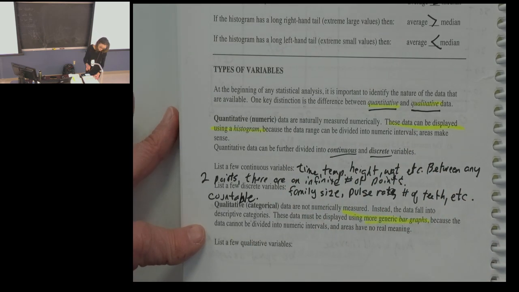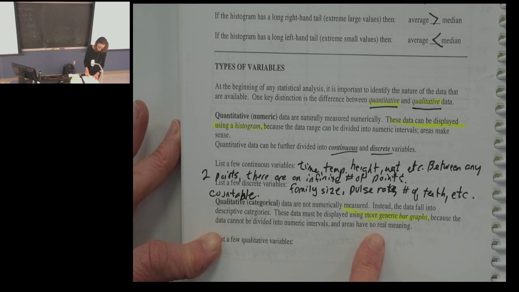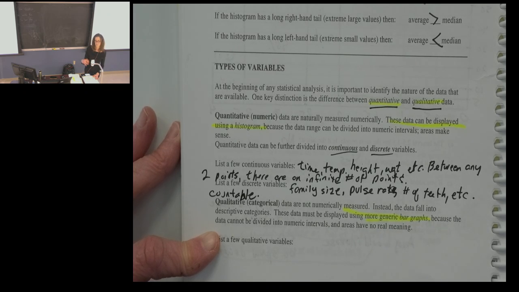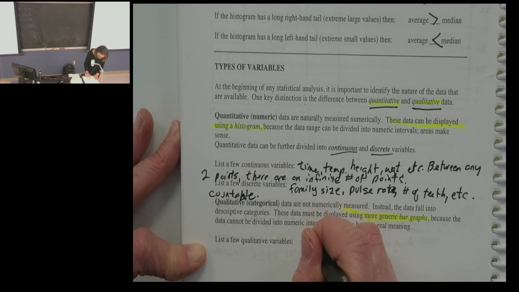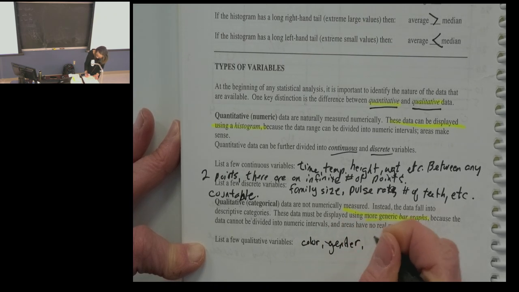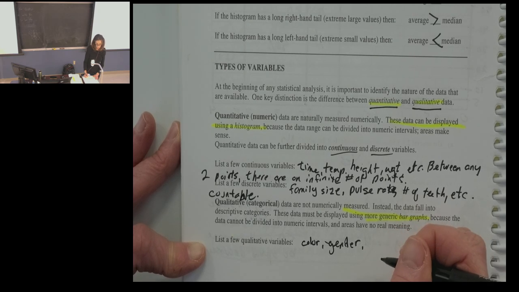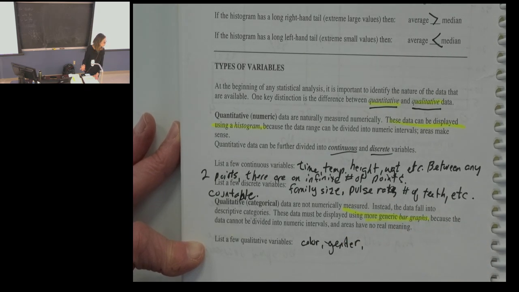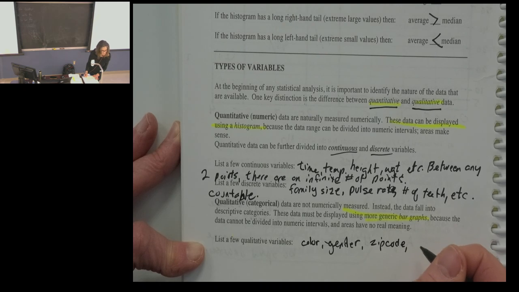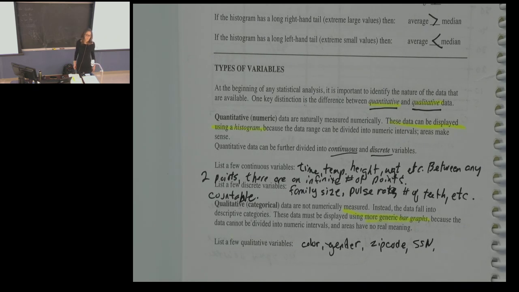Now, categorical data is data that falls into descriptive categories, and it can't be displayed on a histogram because the categories don't have any numerical meaning. Things like color, gender. How about something like zip code? It's described with a number, but does that number have any meaning? It's not like the zip code refers to how many people are in a particular area. It's just using a number to describe a category. Same with social security number, telephone number, etc. Those are all just categories. So those are qualitative variables.